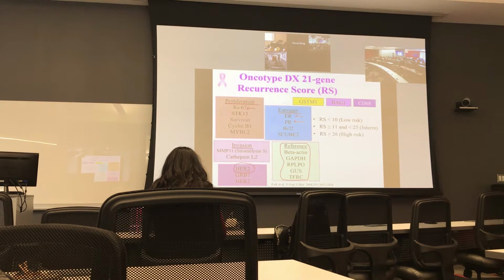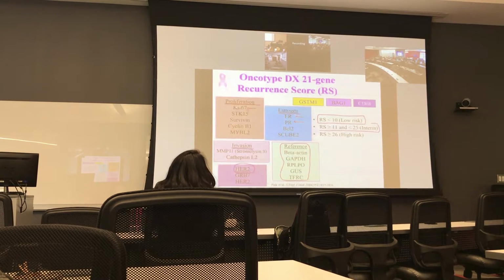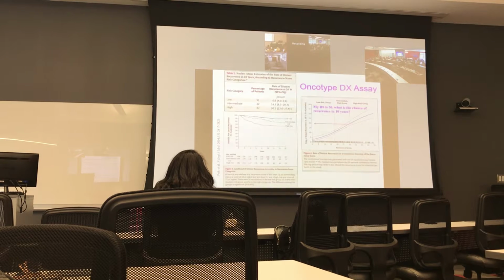Then we have the recurrence score. Just to reiterate, if it's less than 10, that's a low risk that the cancer is going to return. An intermediate risk is 11 to 25, and 26 and above is high risk, meaning there's a high chance that this tumor is going to recur.